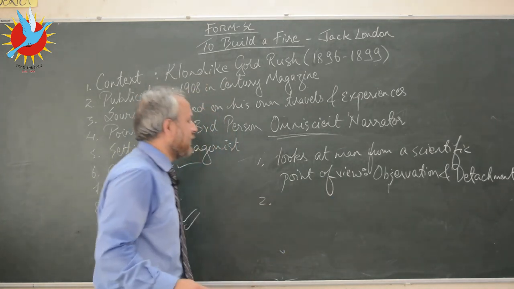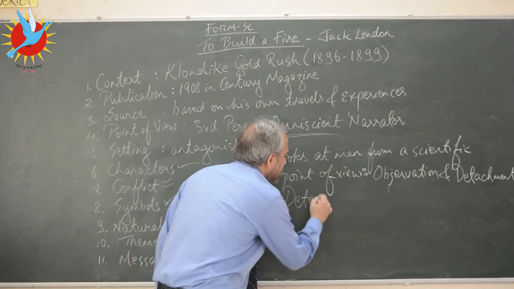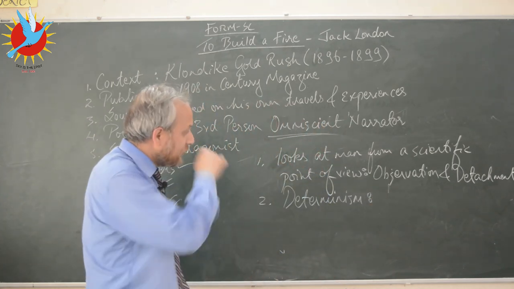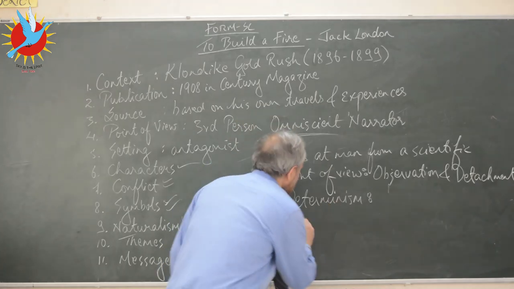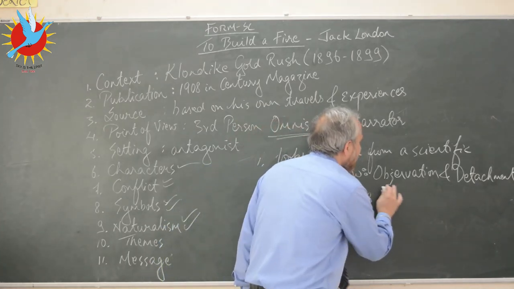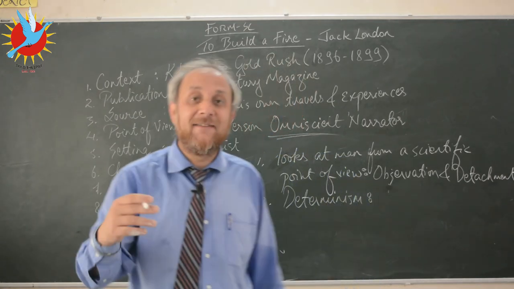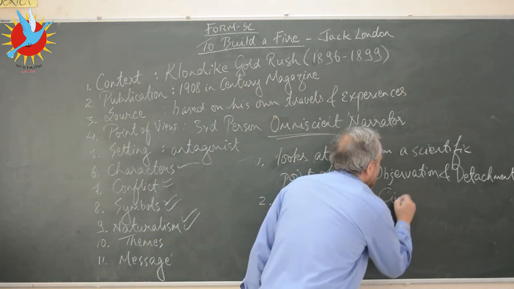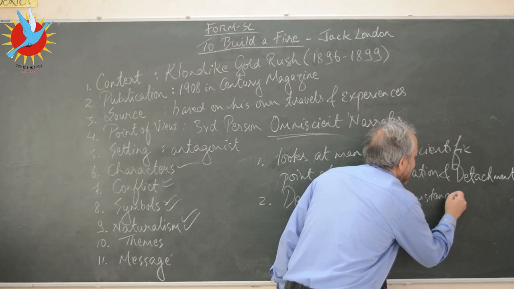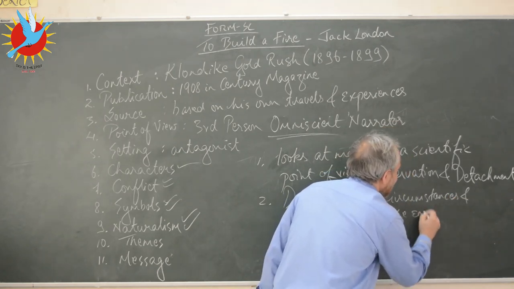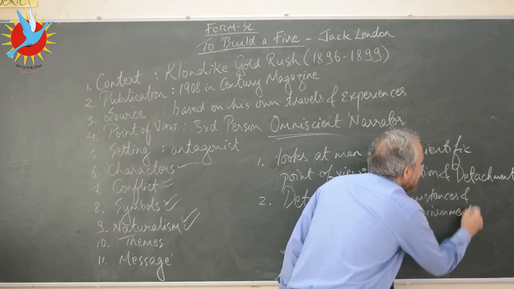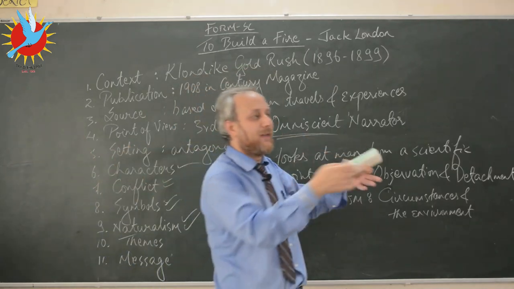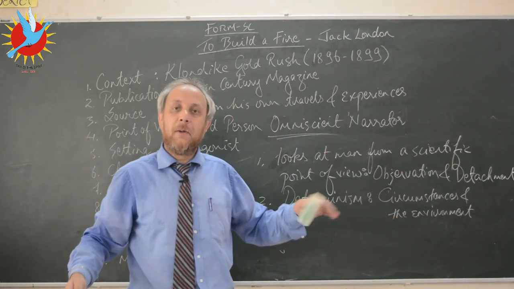Okay, so the next thing is determinism. Now, what exactly do we mean by determinism? The first thing that you need to remember about determinism is that man's actions are influenced by what? Heredity, circumstances, and environment. But I don't want to talk about heredity right now. I just want to talk about circumstances and the environment. Circumstances in the sense, okay, so this man, I'm sure he belongs to the poor working class. And that's the reason why he has come to this unforgiving landscape in order to make a fortune.